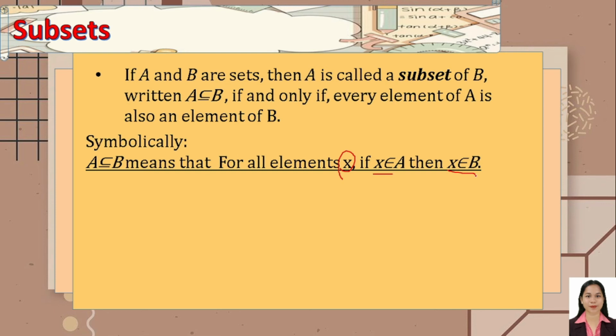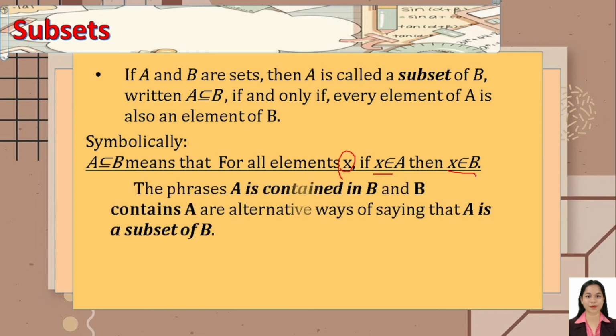So, ganun lang. In symbols, A is a subset of B means that for all elements x, if x is an element of A, then therefore x should be an element of B. So, subset siya. Okay? So, kung ano yung meron sa A, yun din dapat meron din sa B. So, the phrases A is contained in B and B contains A are alternative ways of saying that A is a subset of B. So, in English, we use the word contain. So, kung ano yung meron sa A, dapat meron din sa B. Para masabi natin that A is a subset of B.